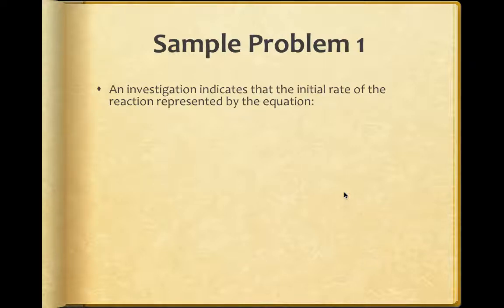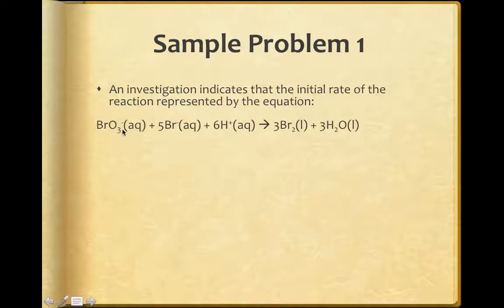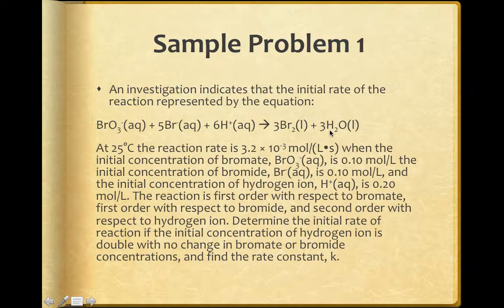Okay, so let's try some sample problems so we can actually see how we can use rate law equations to figure out rates of reaction and how changing the concentration of different reactants will impact the rate. Now, if we look at this problem, it's going to be a mouthful, but what you're going to find is that it's actually giving us a lot of information. So in here, an investigation indicates that the initial rate of the reaction is represented by the equation: BrO3 minus reacting with Br minus and 6H plus, making liquid bromine and water. In the question, we're told that at 25 degrees, the reaction rate is 3.2 times 10 to the negative 3 moles per liter second.